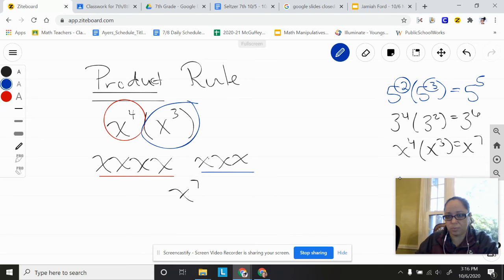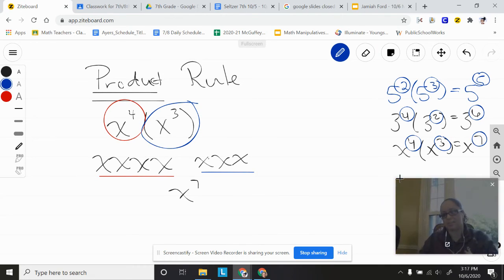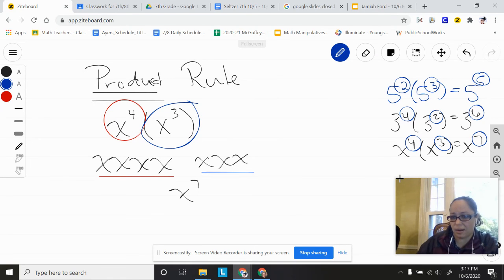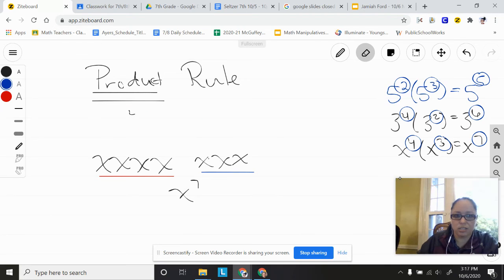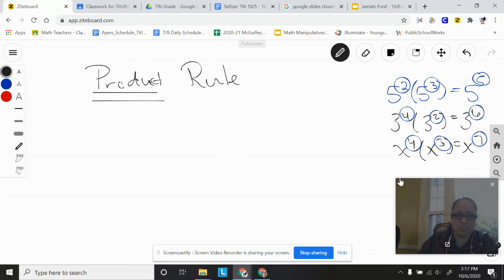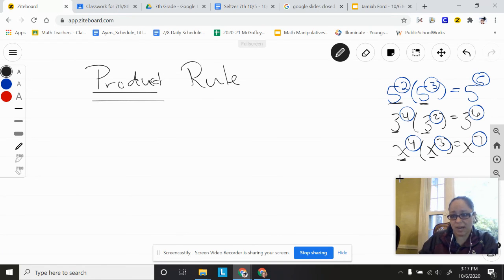2 plus 3 is 5. 4 plus 2 is 6. 4 plus 3 is 7. That's exactly what's happening. So what I'm seeing then is that a product rule that I can use to multiply exponents is that if I have the same base, and they have to be the same base, this does not work if they don't have the same base. This only worked because I had an x and an x, a 3 and a 3, and a 5 and a 5. This only works when they have the same base. Then I can just add the exponents.